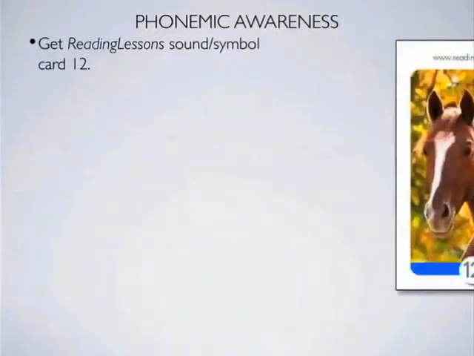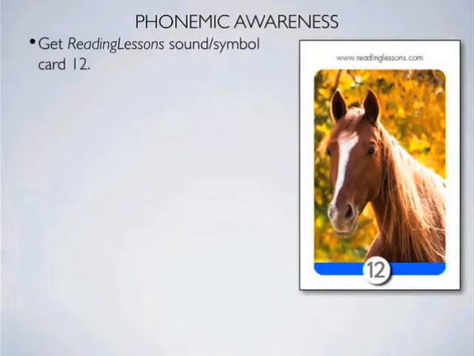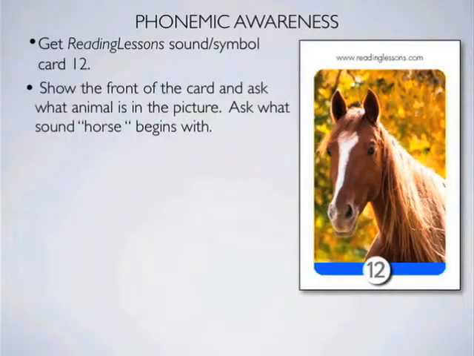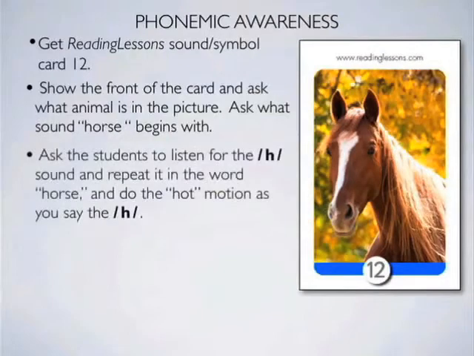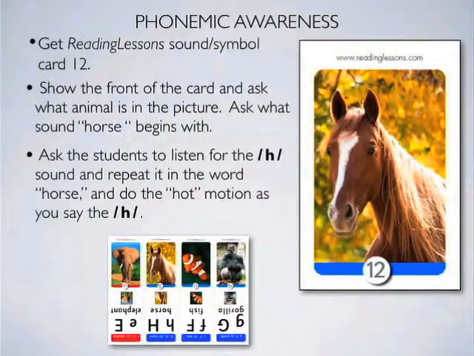Get the reading lesson sound symbol card 12. Show the front of the card and ask what animal is in the picture. Ask what sound horse begins with. Ask the students to listen for the h sound and repeat it in the word horse and do the hot motion as you say h. Instructions on how to assemble the cards are in the online lesson plans.